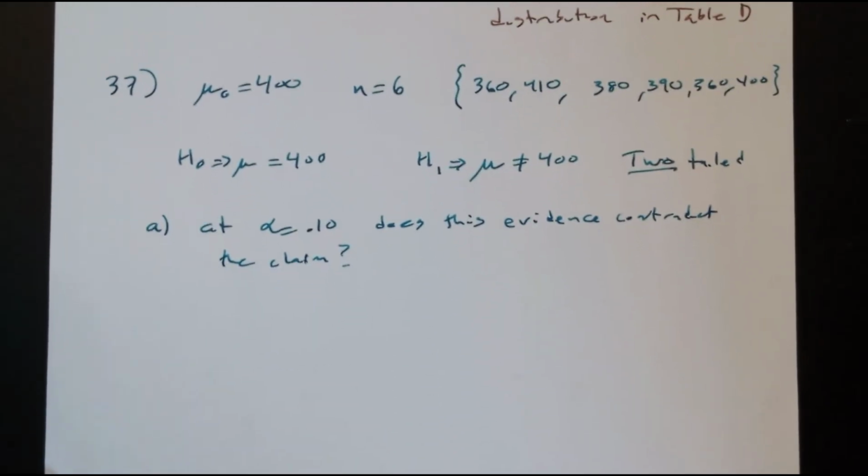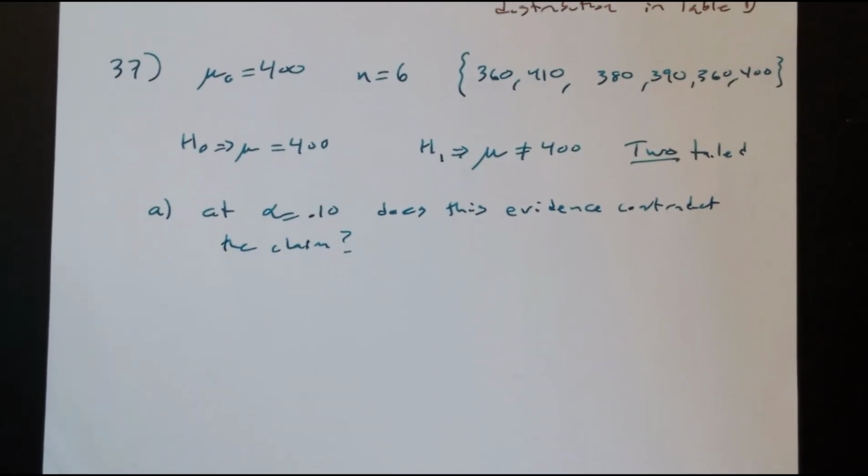The claim in question is our null hypothesis. So I want to know, should I reject at 0.10? I now need 2 pieces of information. I need my calculated value. I need my critical value.